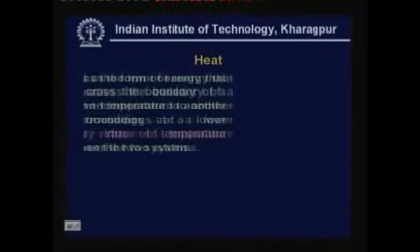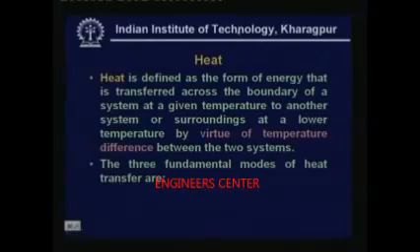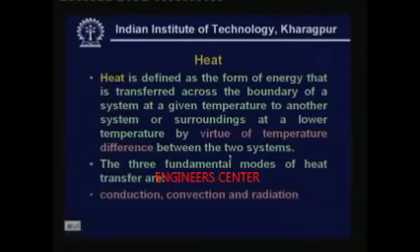Now, let us define heat. In thermodynamics, heat is defined as a form of energy that is transferred across the boundary of a system at a given temperature to another system or surroundings at a lower temperature by virtue of the temperature difference between the two systems. So, heat is energy in transit. And how does the energy transfer take place? It takes place because of the temperature difference. Any energy transfer which involves a temperature difference is called heat transfer. There are three fundamental modes of heat transfer: conduction, convection and radiation.